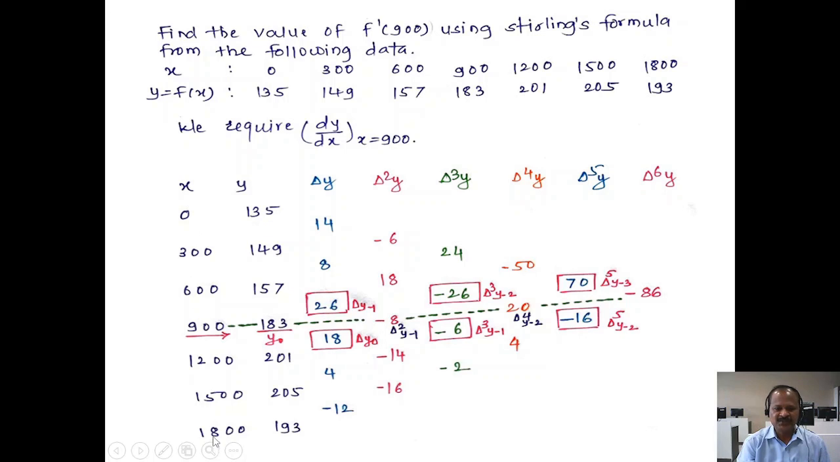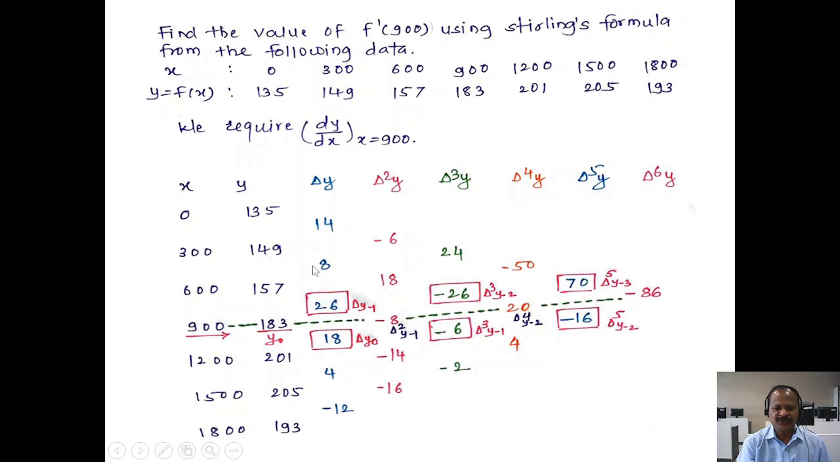So you can write the values of x as well as the values of y. First difference delta y, then delta square y, delta cube y, delta raised to 4 y, delta raised to 5 y, delta raised to 6 y. Now we have to find the differences. So 900 is the middle value of the table. Now how to find the first difference? So delta y is 149 minus 135, it gives 14.